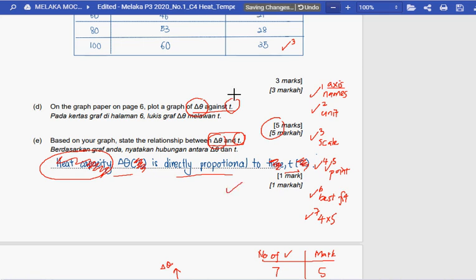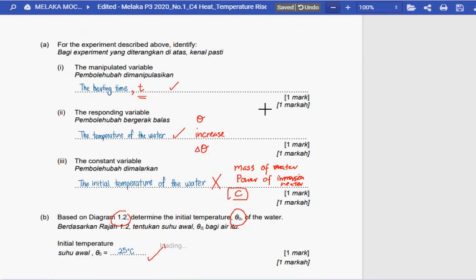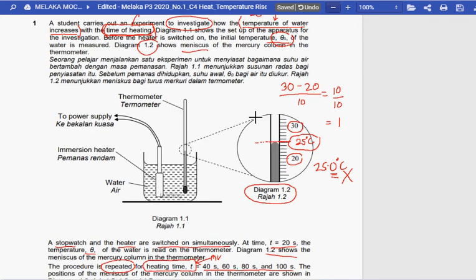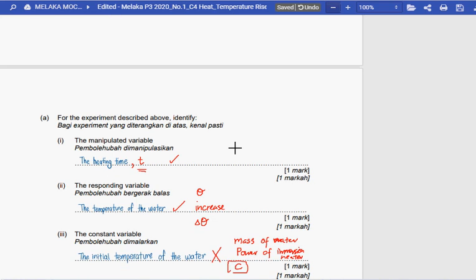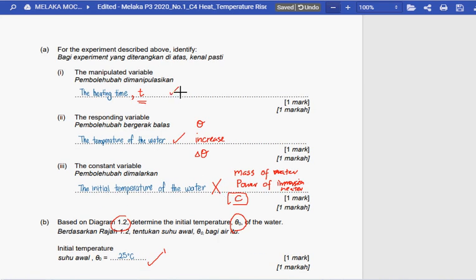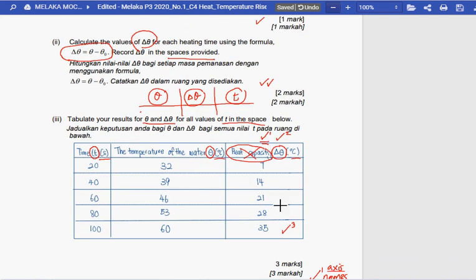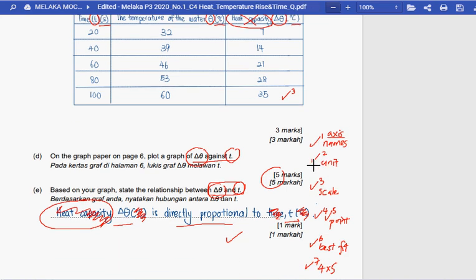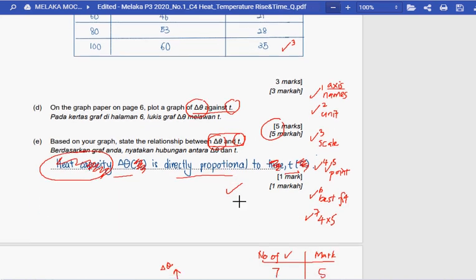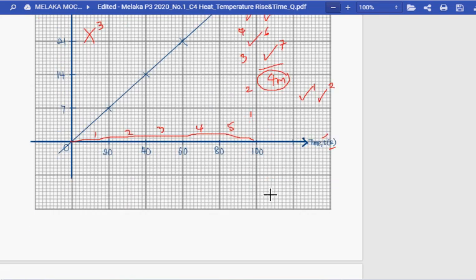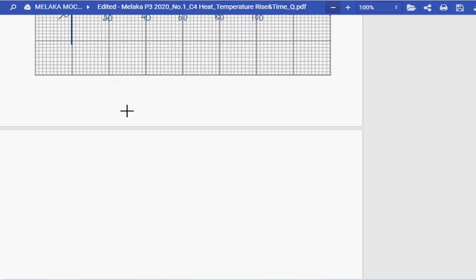So how many marks for all? I think this student got only one wrong, only missed one. 2 marks missing. See here? This question is 16 marks in total. 1, 2, 3, 4, 5, 6, 7, 8, 9, 10, 10 plus 4, so 14 marks. So she gets 14 out of 16 marks. Okay, well done. Good. Well done.